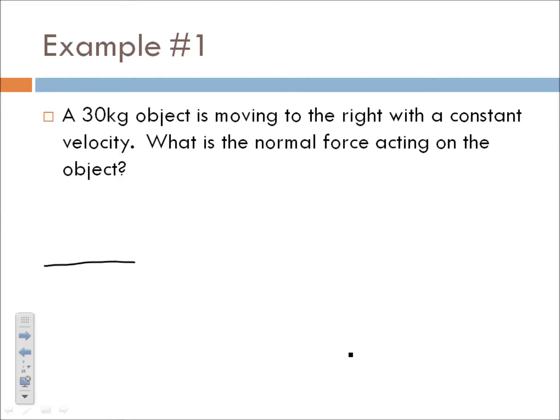We have an object that's on a surface. It's moving to the right. What forces are acting on this? So we're going to draw our free body diagram. We have a gravitational force that's pulling down.